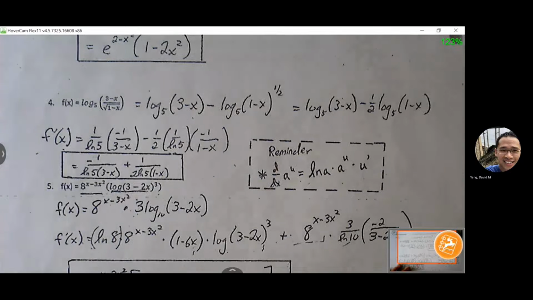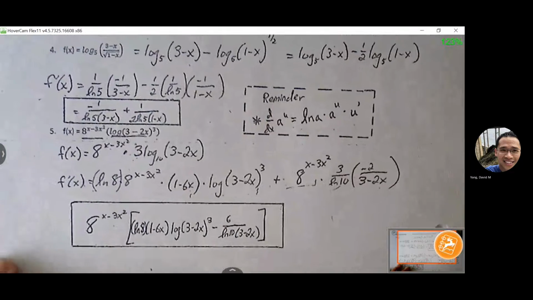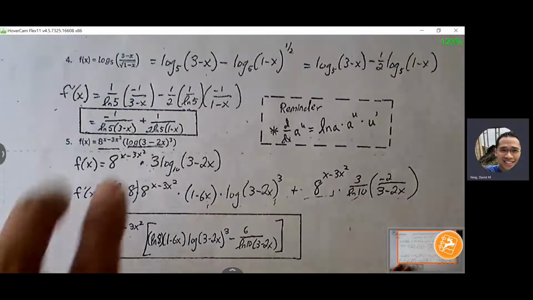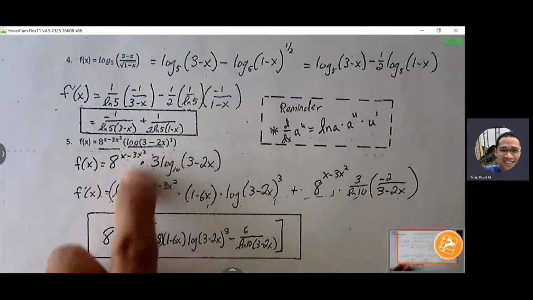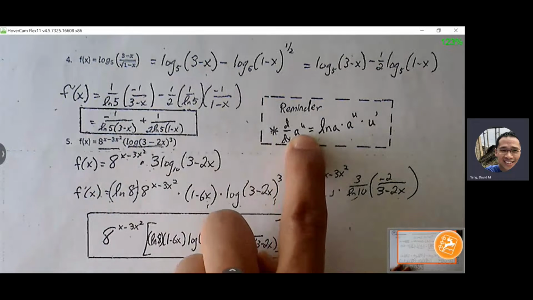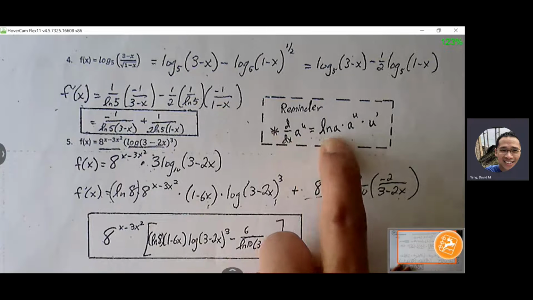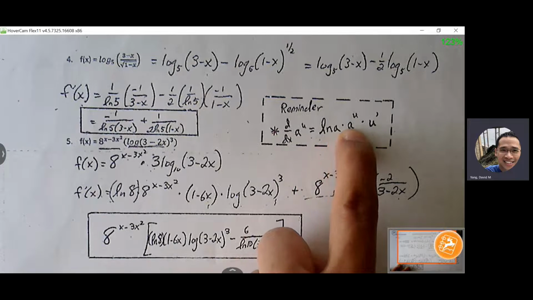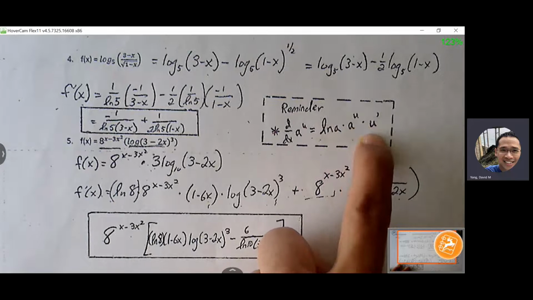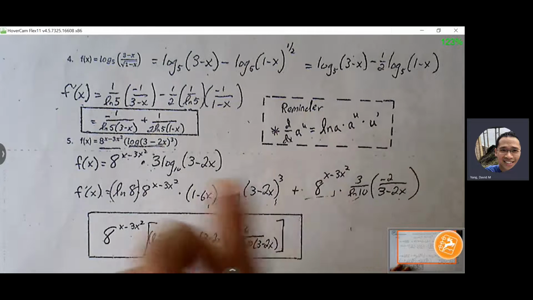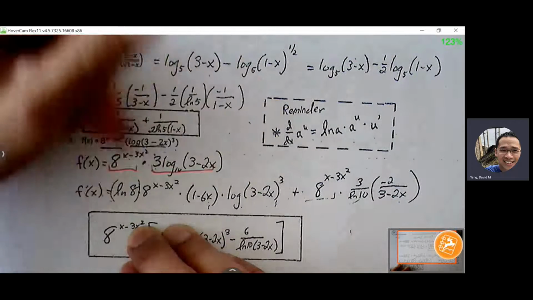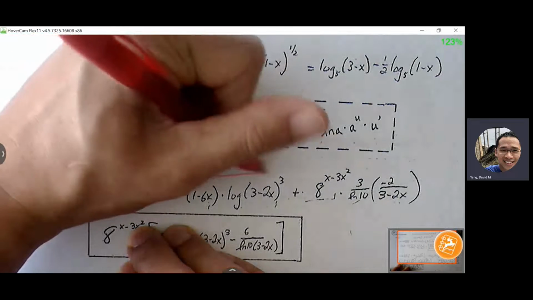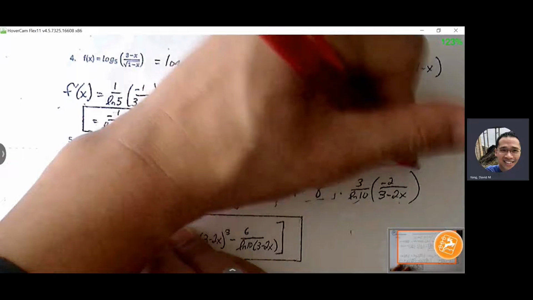Number 5. I'm also identifying the need for product rule here. So f prime g plus f g prime. But this 8 to the x minus 3x squared, this is an a to the u rule. That's an exponential function, base 8. So the derivative will just be natural log of 8 times 8 to the x minus 3x squared times 1 minus 6x. And so we identify the need for product rule. So here's my f and there's my g. And I go f prime times g plus f g prime.